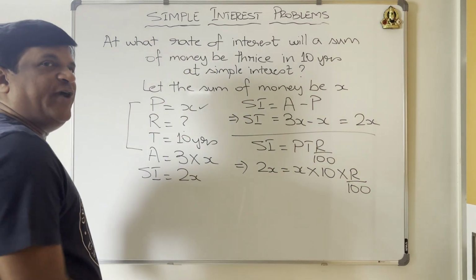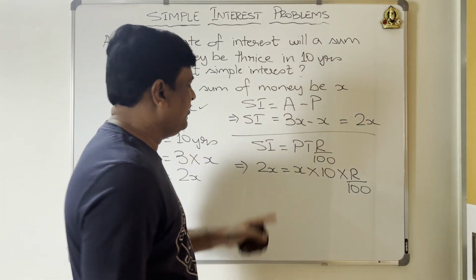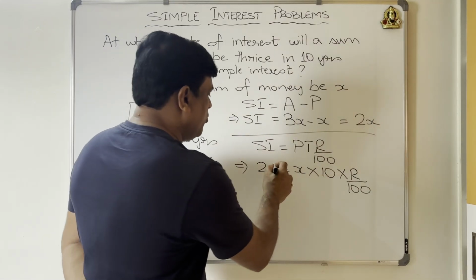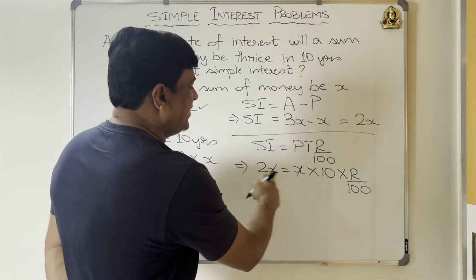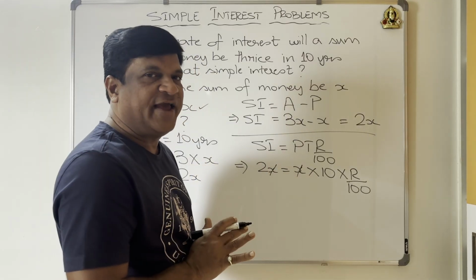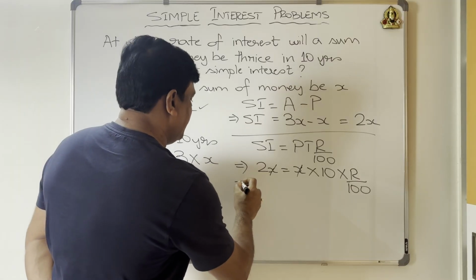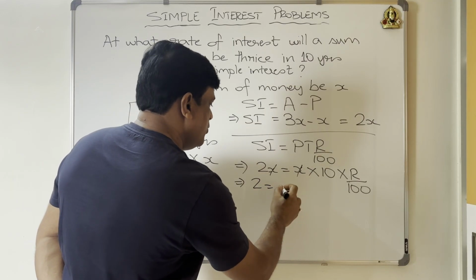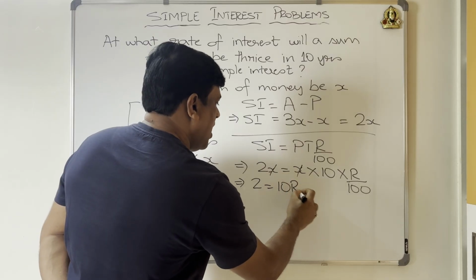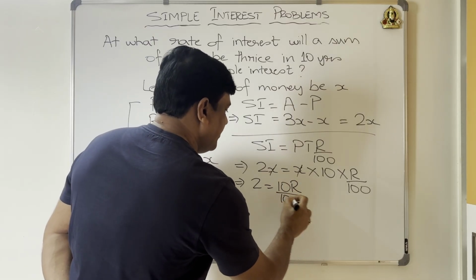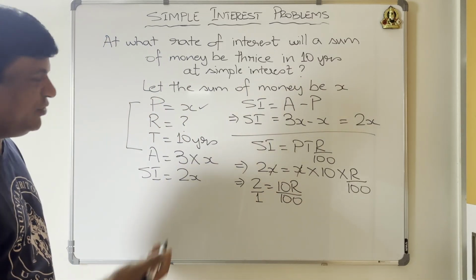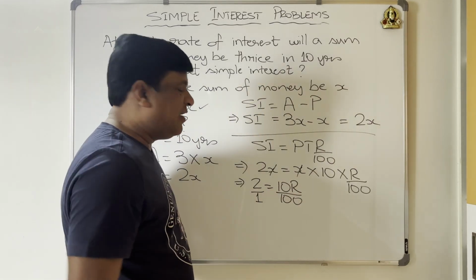Okay, what are the two variables we have in this particular equation? I have x, I have r. Do I need x? I don't need x. It is there on both sides of the equation, so I can cancel out x, right? So what are you left with? You're left with only one variable, that is 2 is equal to 10 times r divided by 100. Look at it. This is what you have left with. You should be able to find out r from here.